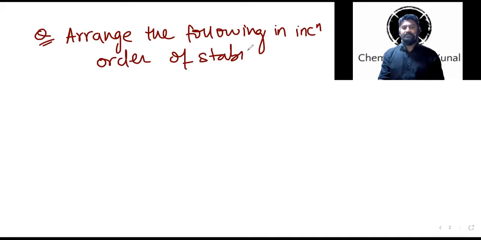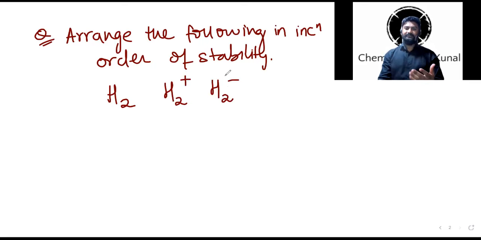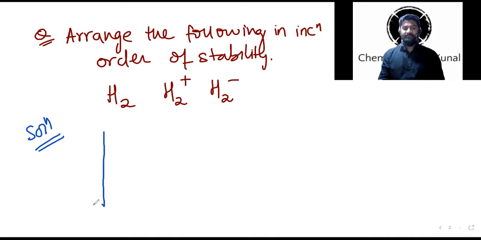For such a question, how to do it? The options are H2, H2 plus, and H2 minus. We can do it by using the MO diagram. Let's see how we can put the MO diagram into use. First thing first, let's draw the MO diagram.